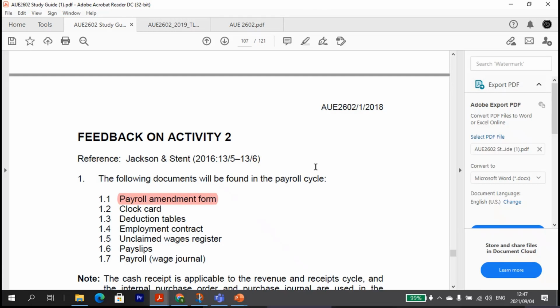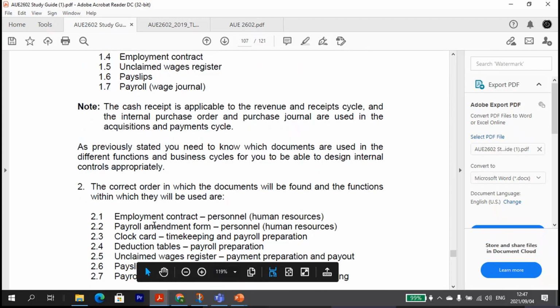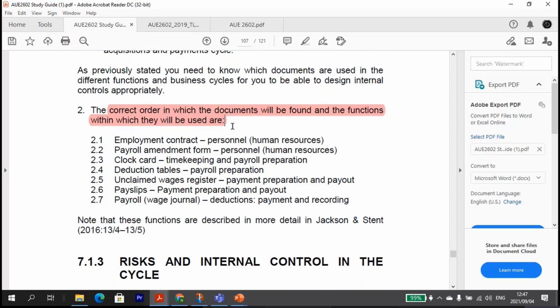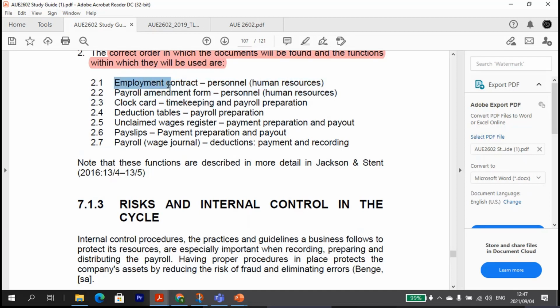Okay, but anyway, thanks guys for that. So, oh, here it is. Yeah, that's why I'm just like, okay, so I was looking at the wrong thing. My bad. But yeah, it's the employee contract, and then it's the payroll amendment form, as you guys mentioned, for any reasons as to why you would have to have a payroll amendment. Then you will have your clock card for timekeeping, and then you would have deduction tables, and then before a pay slip there might be an unclaimed wage register, because it will help you with preparing and paying out your pay. And there will be a pay slip, and then there's payroll journal. Okay.